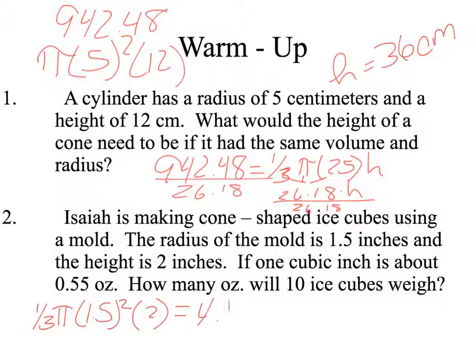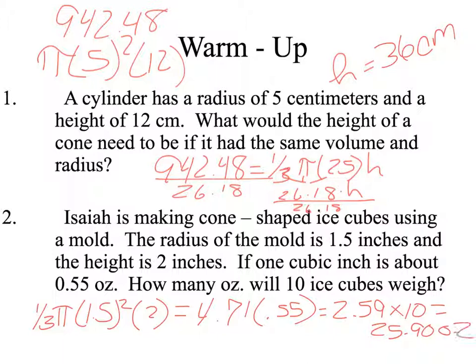So we get 4.71. We're going to multiply this times the weight of 5.5, and we get a weight for each ice cube of 2.59. Multiply that by 10 to get the total weight, and we're going to get 25.90 ounces as our total weight. This gave us the weight of one ice cube, and then we had to multiply it by 10 to get the weight for 10 ice cubes.